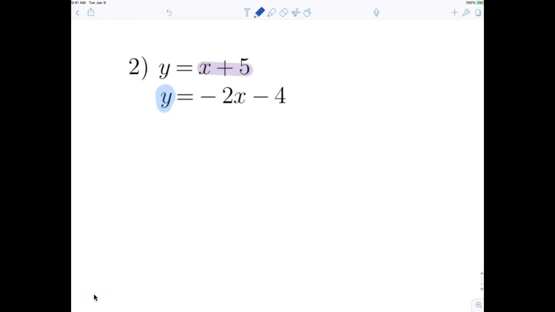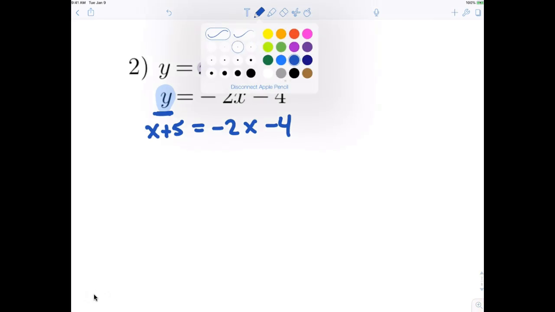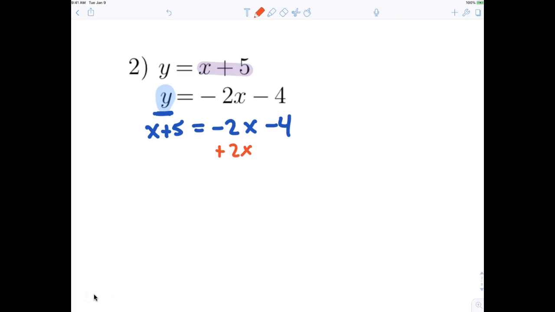Doesn't that also mean the X plus 5? So now I'm replacing this Y with X plus 5. So I now have X plus 5 equals negative 2X minus 4. Now, if you see that, this is just a basic equation. Very simple to solve. All right? I'm going to now add 2X to both sides. I'm going to add 2X, subtract 5. So from there, it looks like I have 3X is equal to negative 9. And so X is equal to what?